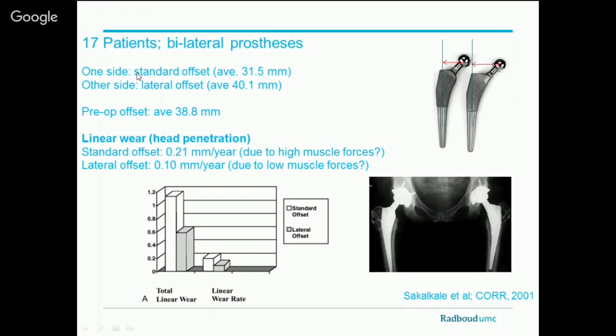And what they showed is that the standard offset has 0.21 millimeters per year wear, and the lateral offset, so the bigger offset, more effective for the abductor muscles, had half of that wear. So that shows to me that there is maybe a relationship between the force applied and the wear rate. Of course, it's a little bit speculation, but when I saw this paper, I had to think about that. I think this is rather interesting.